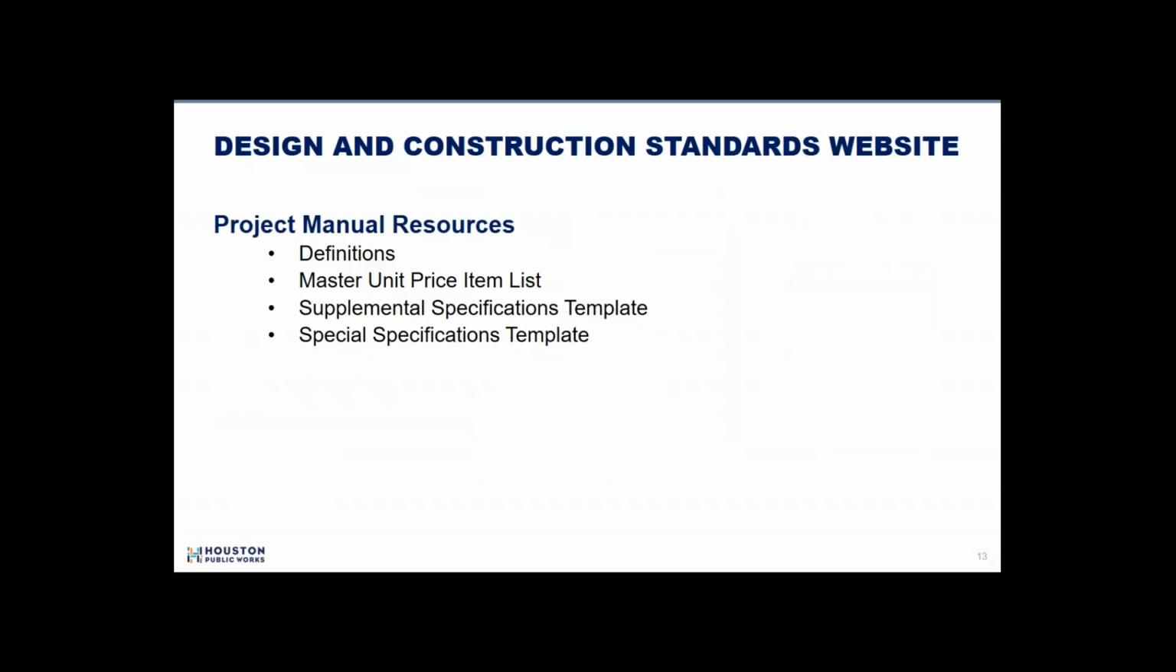And I also want to point out on this website, we also have a number of project manual resources. You can find a template for project-specific specifications, supplemental specifications, a master unit price item list. Some of the biggest issues the city sees is with use, or rather misuse, of the measurement and payment portion of the specifications. The master unit price list posted has unique numbers per item. We ask that if you are requesting a new specification that you identify a unit price item for that specification.